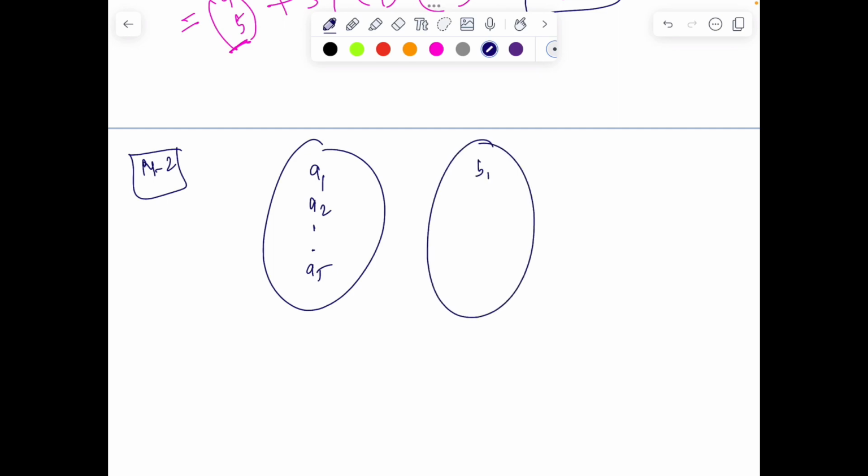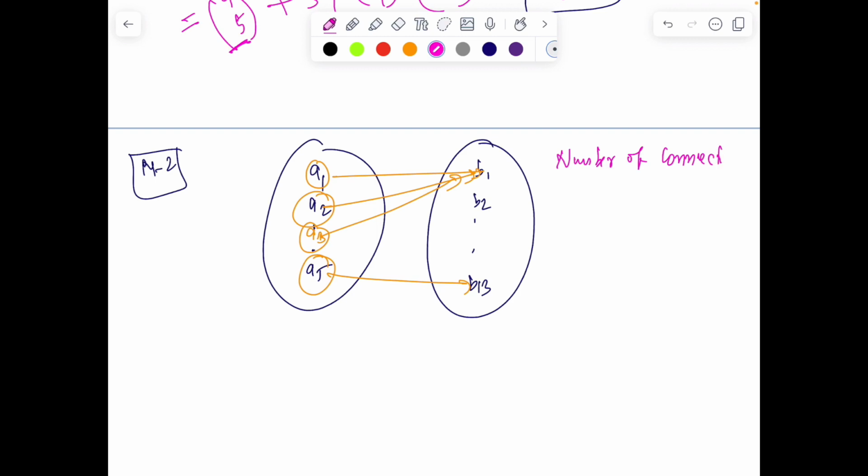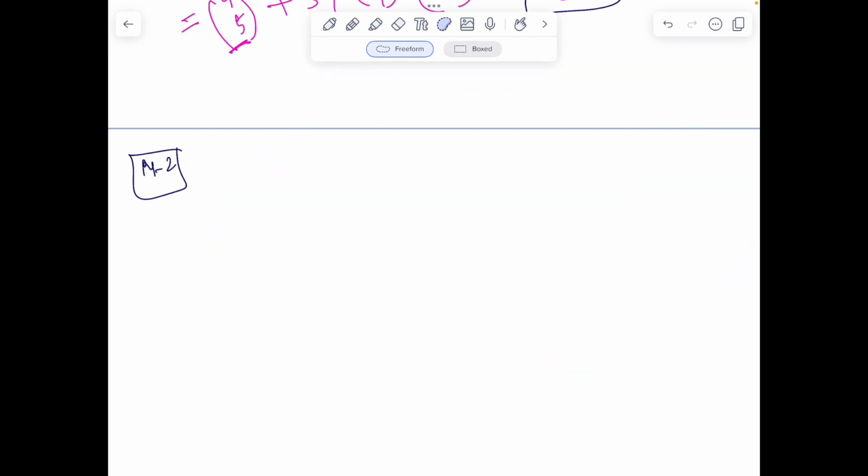Now there is a clever method 2 of solving this problem. We have A1, A2, 5 elements. Let's say B1, B2, 13 elements. Now, if you want the number of non-increasing functions, let's say one such situation where A1 is going to B1, A2 is also going to B1, A3 is also going to B1, and so forth. Maybe A5 is going to B2. So we can think in terms of number of connections.